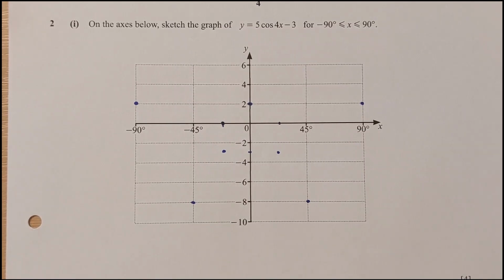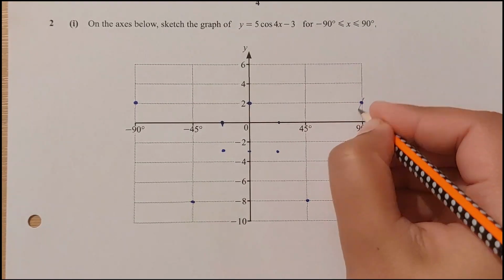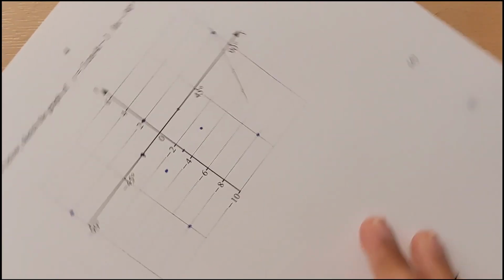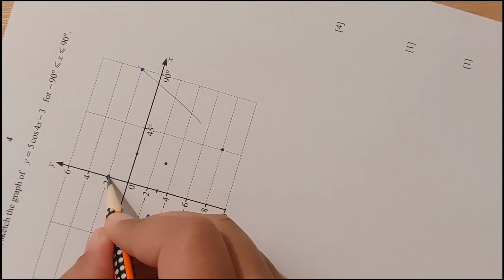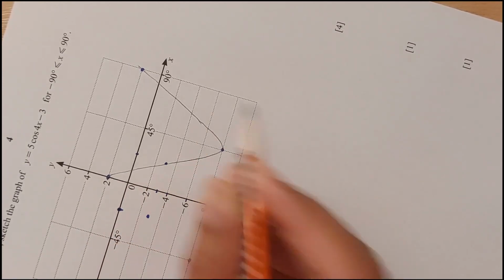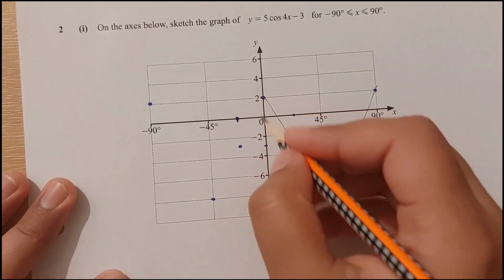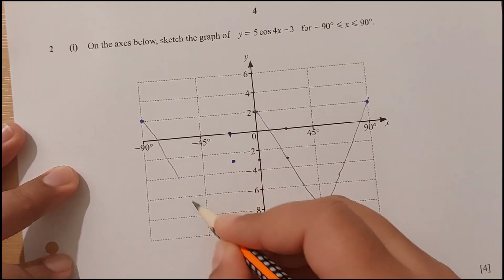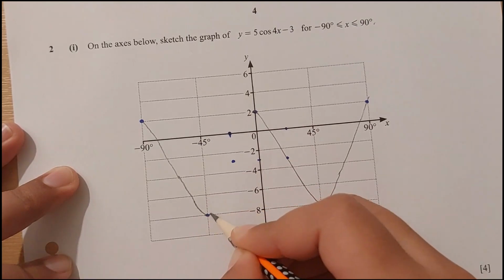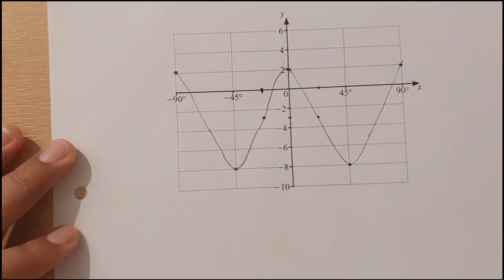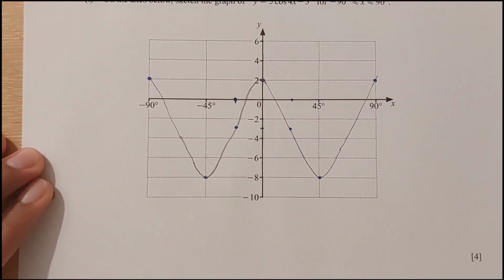Now let me sketch the curve. Make sure your curve passes each and every point. Right. So this is the curve for the given cosine function, right?